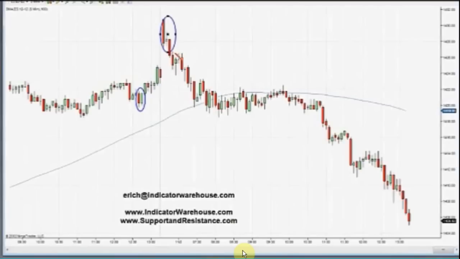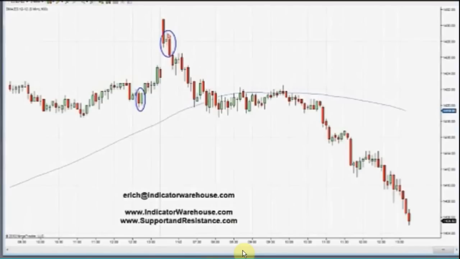Resistance occurs whenever you have a green. Intuitively, this should make sense because on this bar here, we have the market going lower. The next bar, we have the market going higher. That is support.